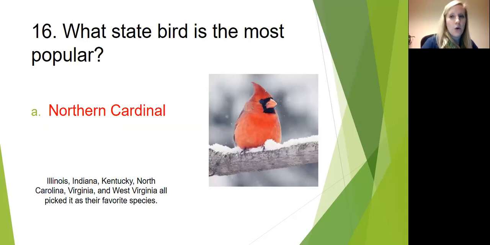Question 16, what state bird is the most popular? And the answer is A, the northern cardinal. Illinois, Indiana, Kentucky, North Carolina, Virginia, and West Virginia all picked the cardinal as their favorite species.